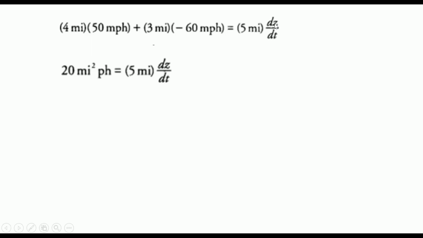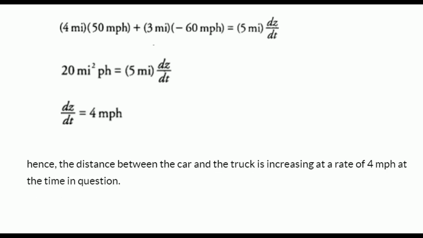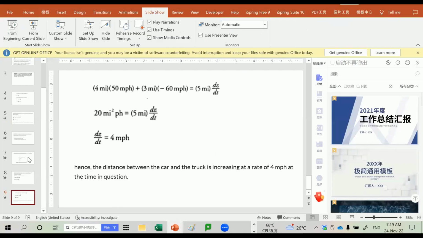But then dz over dt would be left unsolved. So multiply all that out and then isolate dz over dt. And you get that it is 4 miles per hour, okay? So what that means is the distance between the car and the truck is increasing at a rate of 4 miles per hour at the time in question. Got it? Okay, all right, guys.